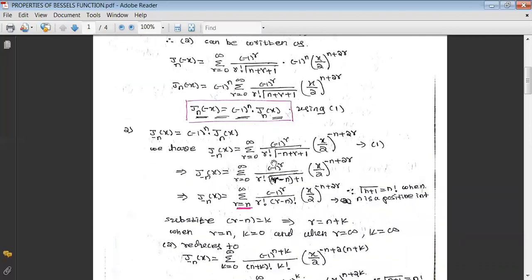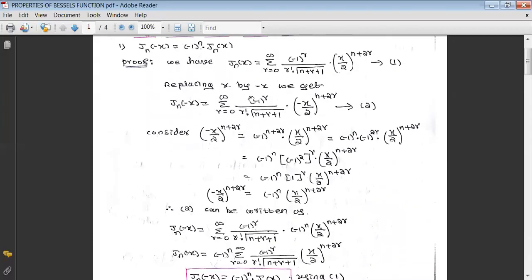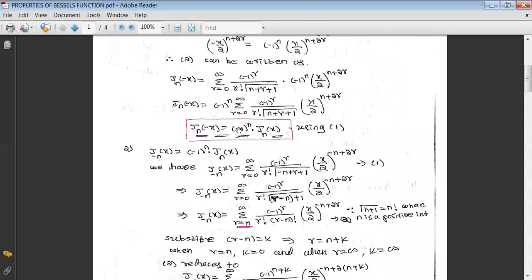Now let us go for the second one, and that second one is J of minus n of x equals minus 1 raised to n into Jnx. And again, in both the cases, RHS is same, only there will be a change in the LHS. Therefore, now by the definition of J minus nx, we have this particular expression that we have proved while discussing the series solution of Bessel's differential equation.